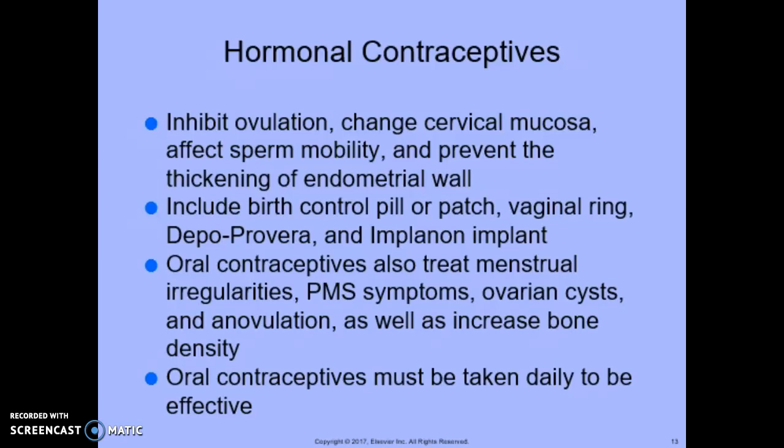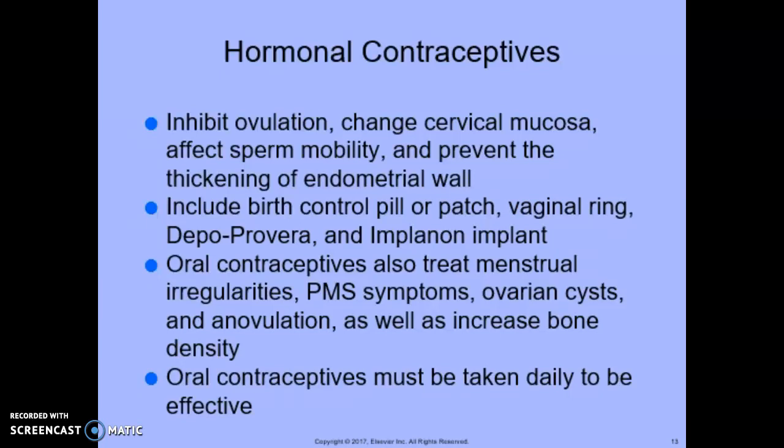They do have some side effects, and it's important that the doctor discuss the side effects. Some of them might be aches, abdominal pain, you can sometimes have chest pain, headaches, eye problems, blurred vision, and severe leg pain. And these all need to be reported to a physician immediately if you're having these side effects in a more severe way. Hormonal contraception also can be delivered via a transdermal patch.